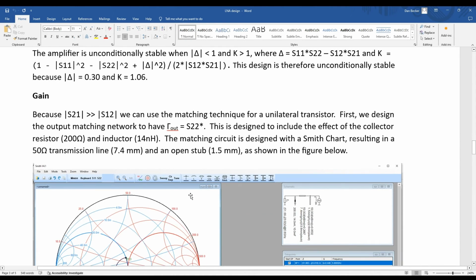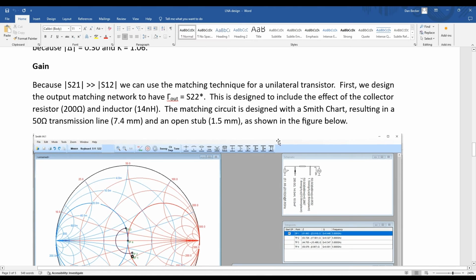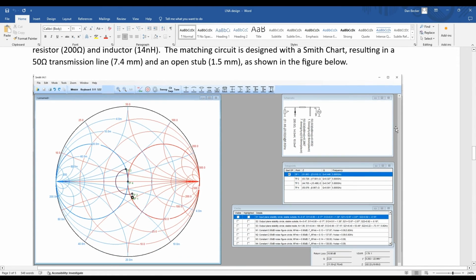Then we have the gain design, and again, we made the assumption that it's unilateral, and then we were able to use this formula here, that gamma out is the conjugate of S22. And so we start with that, and we go into the Smith chart here. Now we're working on the output matching.